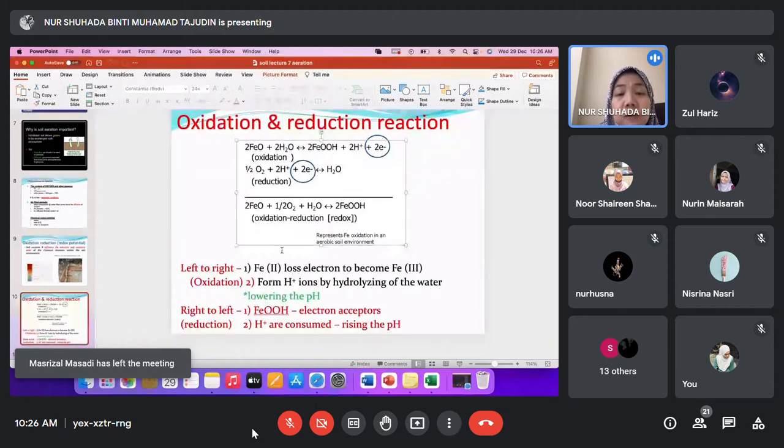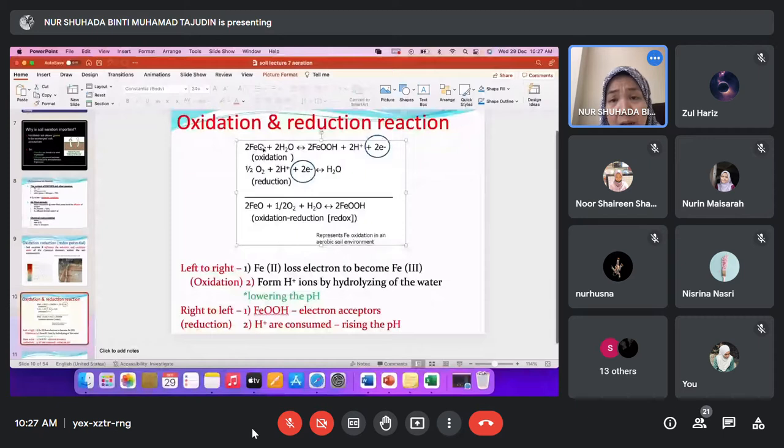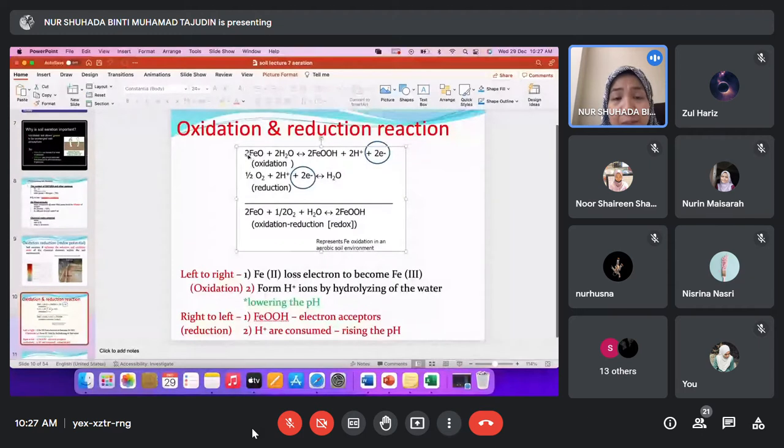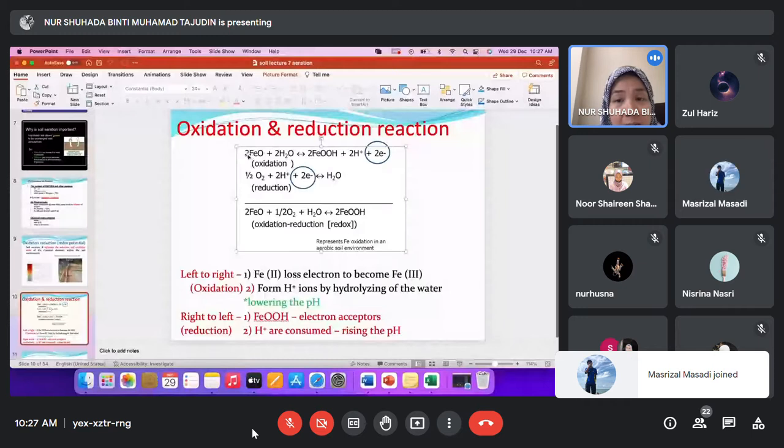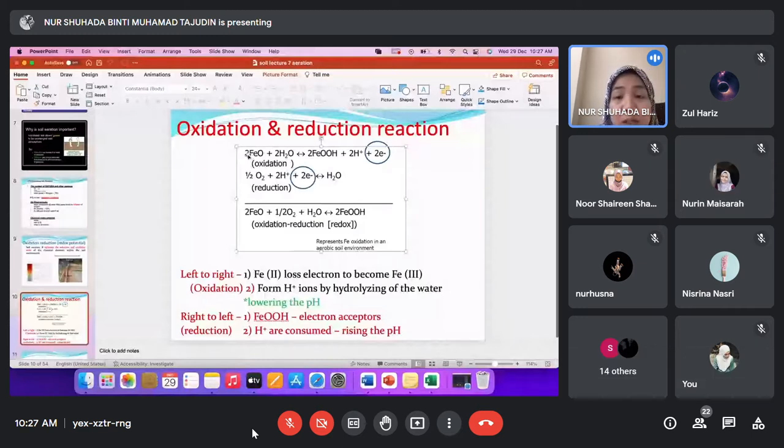So from Fe2 to Fe3, what happened is that if you observe the equations, Fe2 will lose electrons, meaning dia akan keluarkan electron. So these two electrons are captured by the H+. Tak apa. Yang ni jangan tengok lagi, kita tengok yang atas. So Fe2 tukar kepada Fe3, dia akan buang dua elektron and dia akan turunkan dua H+.